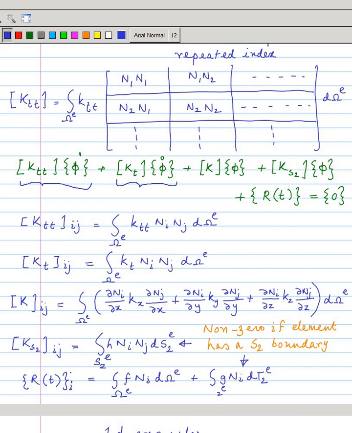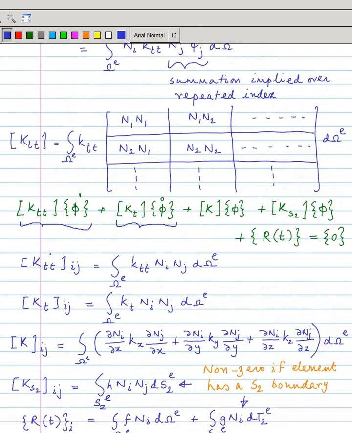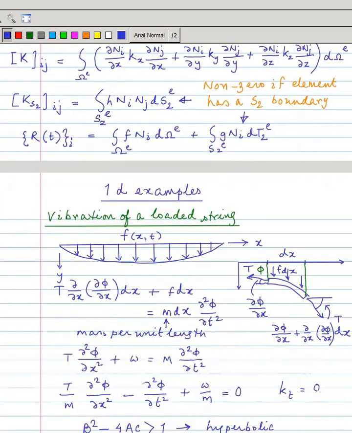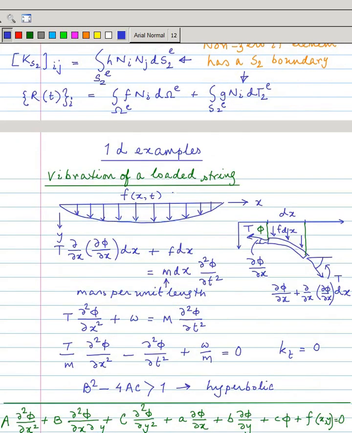And this is the forcing term. So this term will be 0 if the element does not have S2 boundary. So this is the finite element. These are the finite element matrices, and this is the finite element equation. So now we'll look at some 1D examples, like vibration of a loaded string.